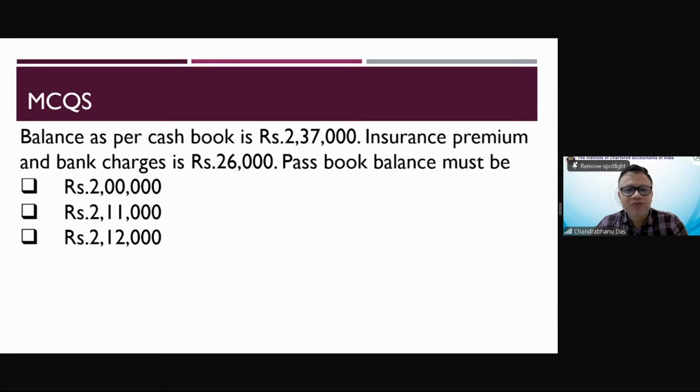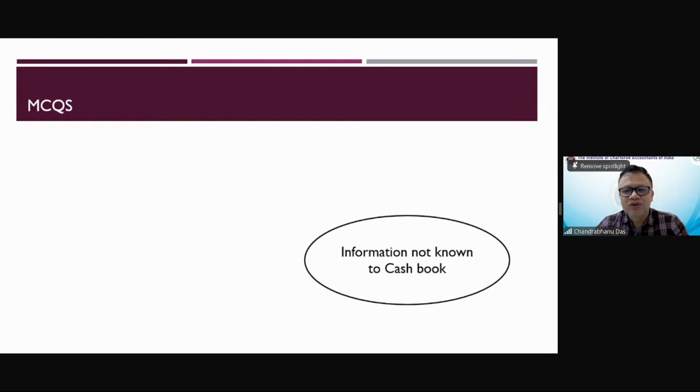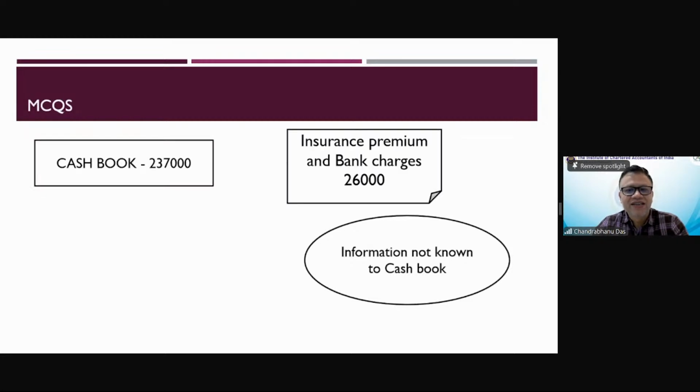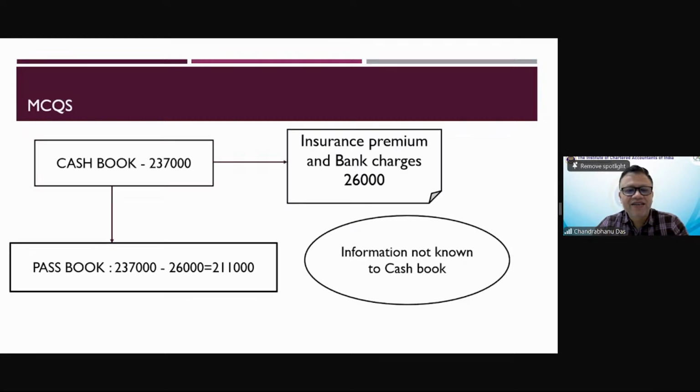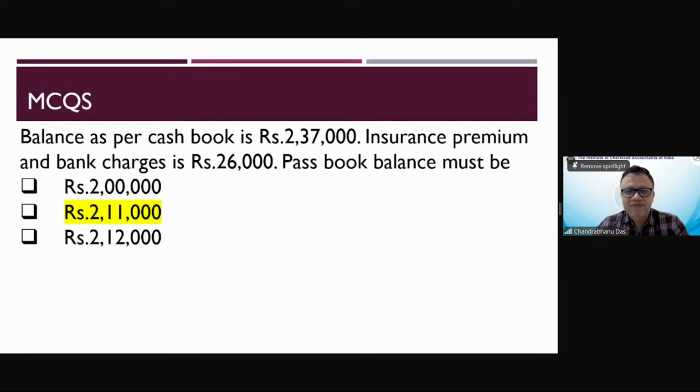Here, passbook balance. Now, once I say this is more easier to know, information not known to cash book will be deducted and you get this balance. Because something is known to passbook means it should reflect in passbook if it is a bank transaction. Okay. So when it is there showing in the cash book, that much will be deducted, 26,000.